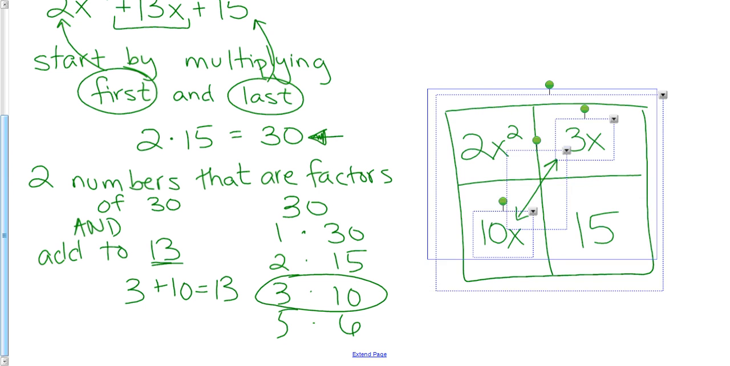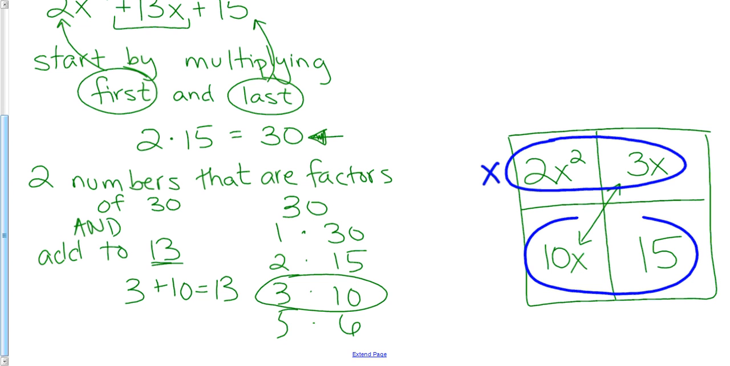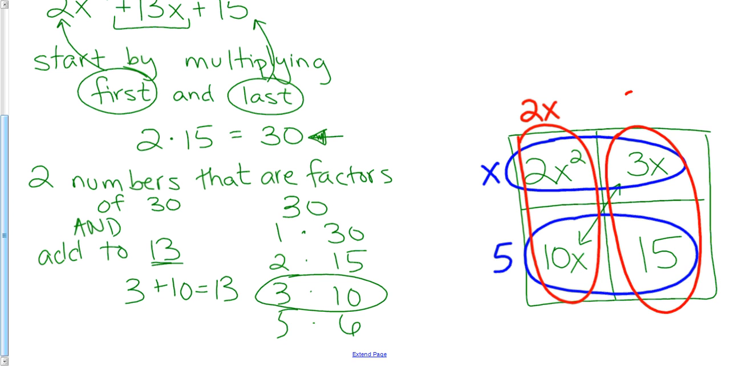Now that we're here, I'll move my model over a little bit so I have some room. We're going to do the steps we learned in the last video. So I look at each row, and I say, okay, what's my common factor? The only thing in common there is an x. 2 and 3 are not divisible by anything, except for 1. Second row, 10 and 15 are both divisible by 5. So I have x plus 5 as my first factor. Then I look at my columns. 2x squared and 10x, well, they're both divisible by 2, and they share an x. Second row, 3x and 15, both divisible by 3. So my second factor is 2x plus 3. Okay?